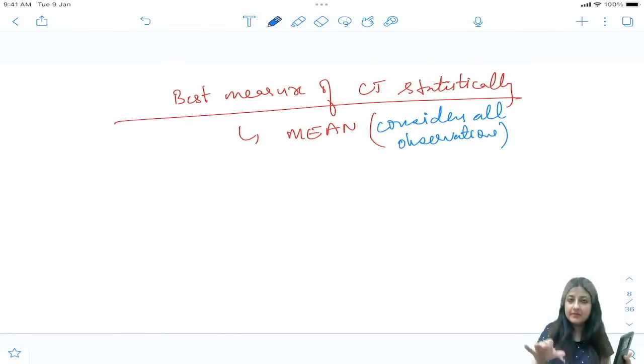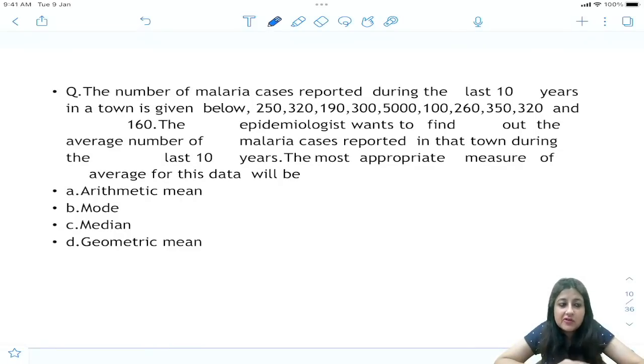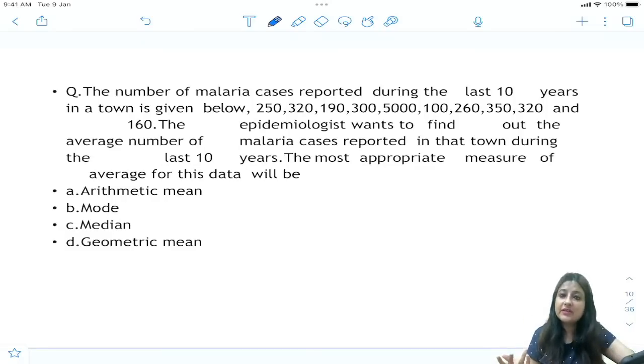But now let me go to an MCQ. Suppose you get a question like this. Just look at the question first, even if you don't want to answer right now. I'll explain this concept with the help of the MCQ, then we're going to compare the previous question and this question. Abhi ye question dekho. The number of malaria cases reported during the last 10 years in a town is given below: 250, 320, 190, 300, 5000, 100, 260, 350, 320, 160. Now, here what is the best measure of central tendency?